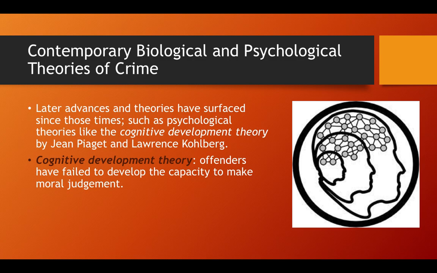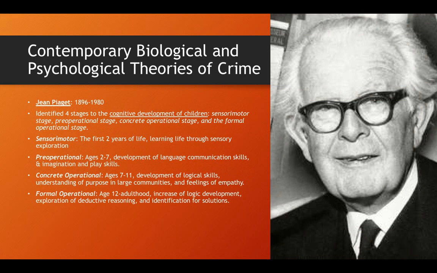Then we have cognitive development theory, which states that offenders have failed to develop the capacity to make any type of moral judgment. And now we also have Jean Piaget. Jean Piaget also is not a criminologist, but his work identified 4 stages in the cognitive development of children. Now we're going to discuss Piaget because he later inspired Lawrence Kohlberg to apply these ideas in the framework of criminology.